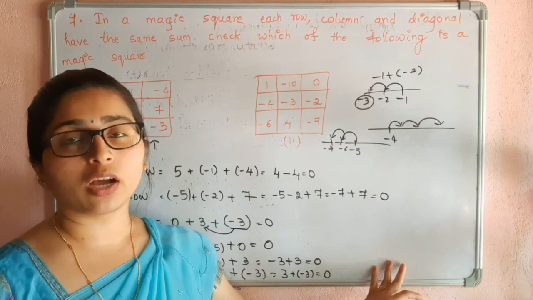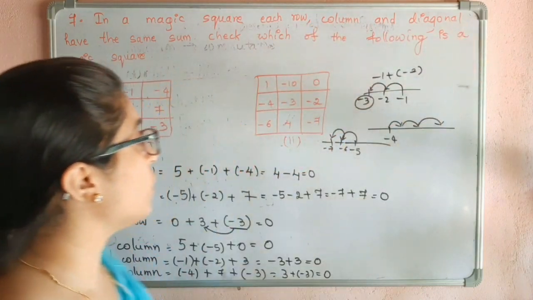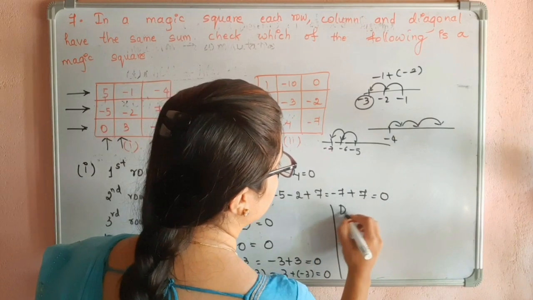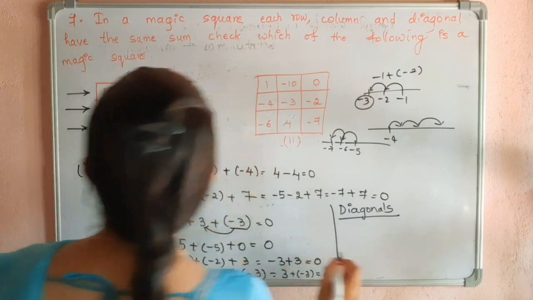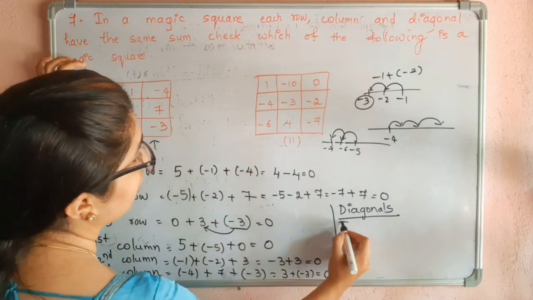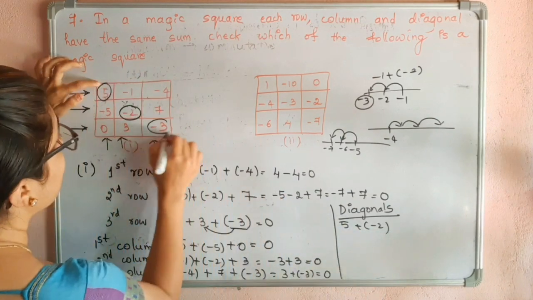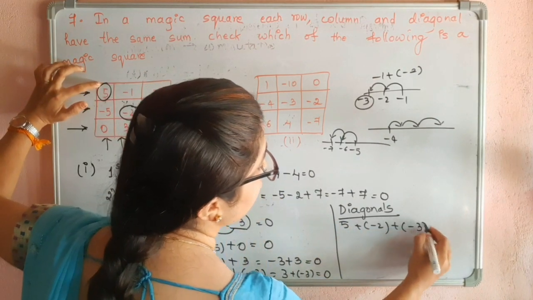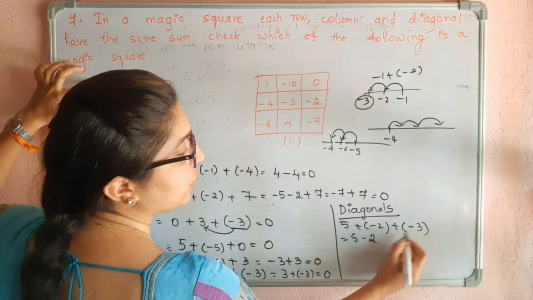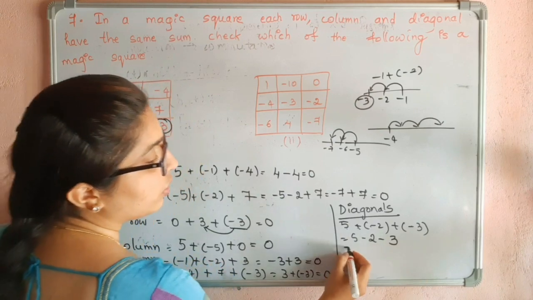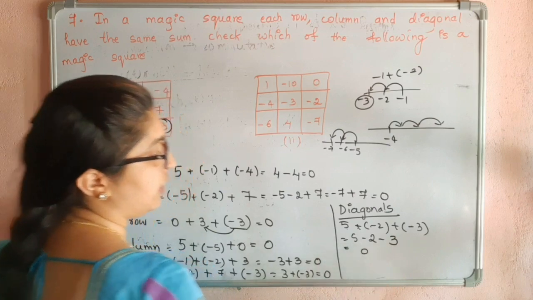From this, don't conclude that this is a magic square, because you are left with the diagonals also. So I will consider the diagonals. Here it is 5, then you have minus 2, then you have minus 3. So what is this? 5 plus into minus is minus, then plus into minus is minus. So 5 minus 2 is 3, and 3 minus 3 is 0.